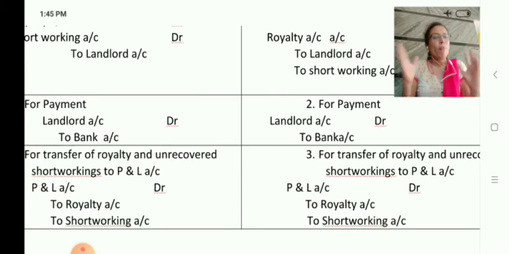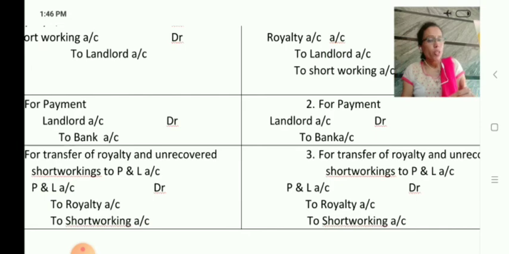As usual, we pass the same entry both in the books of lessor as well as in the books of lessee. Okay, let me conclude by pointing out the difference between the old method and this method. In the old method, we pass the entry with the minimum rent, here without minimum rent. Without minimum rent means we need not pass the entry for minimum rent account. Instead, we write the entry directly for royalty. As well, we consider the short working recovered or short working occurred, if any, in that particular year.